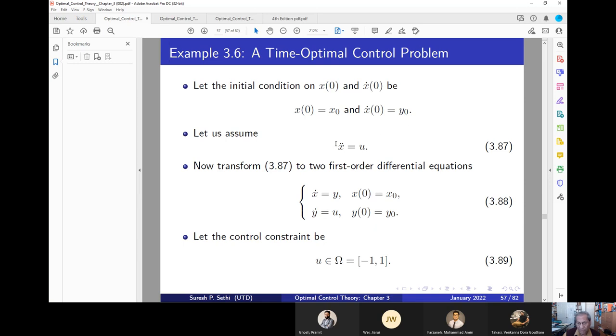But we apply a force, which is x double dot. Remember, force is mass times acceleration. Mass is one, so force is exactly equal to x double dot. Two times derivative of x, which is called the acceleration. One time derivative is velocity, two times derivative is acceleration. So we apply the u, that's our force, that's our control. And that gives you this acceleration.